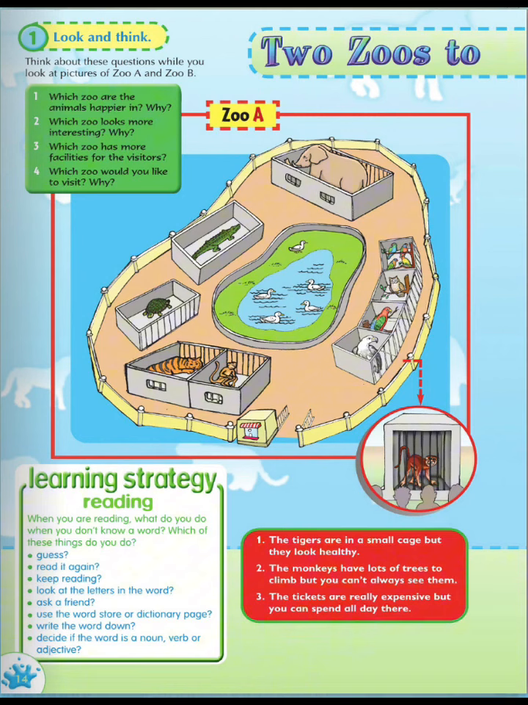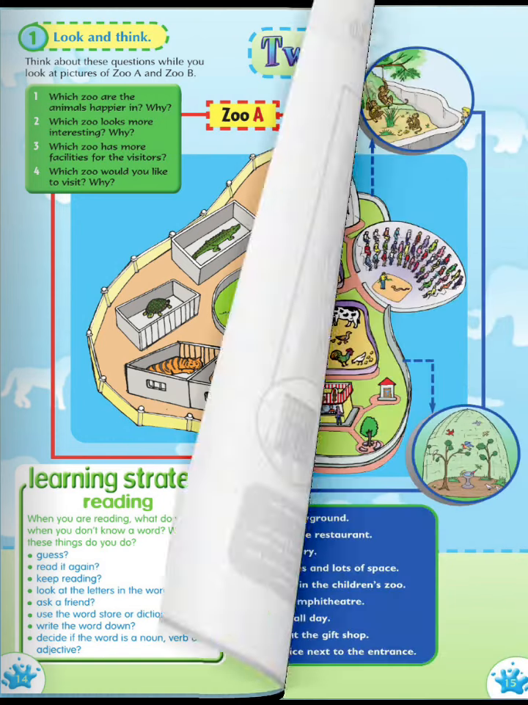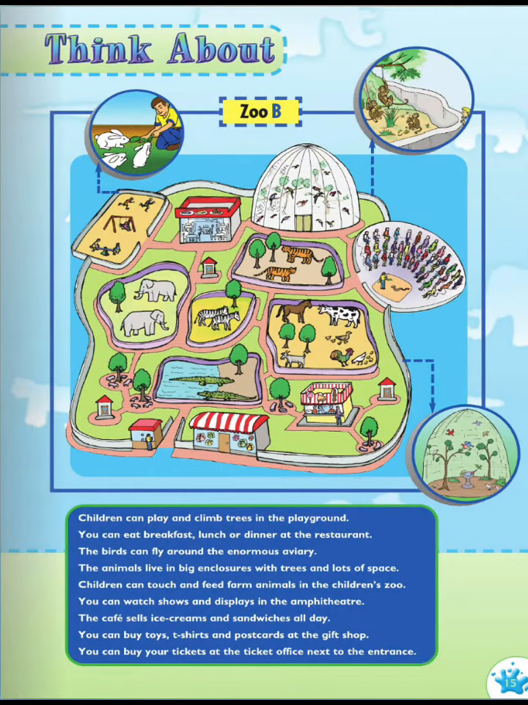Zoo A. Number 1. The tigers are in a small cage, but they look healthy. Number 2. The monkeys have lots of trees to climb, but you can't always see them. Number 3. The tickets are really expensive, but you can spend all day there. Now, let's move to Zoo B.